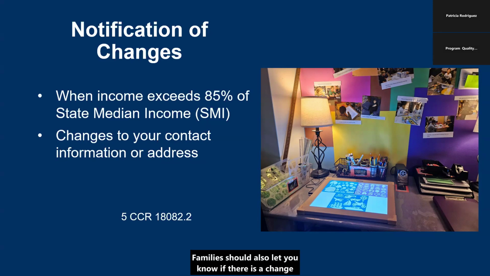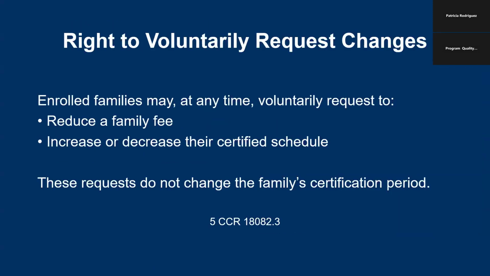Families should also let you know if there is a change to their contact information or address. You should be able to reach them by phone in case of emergency and send program information to a current address. In addition, families should be made aware of their right to voluntarily request changes, to reduce their family fee, or update their certified schedule. They must include documentation to support these changes.